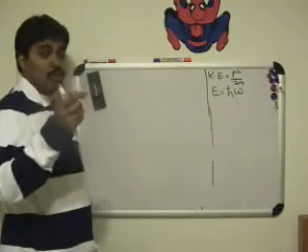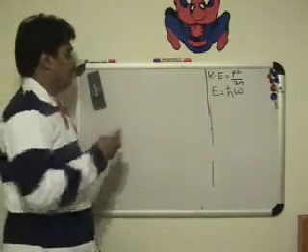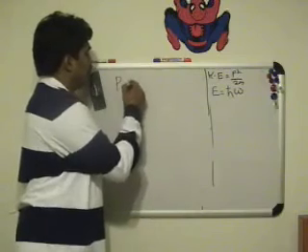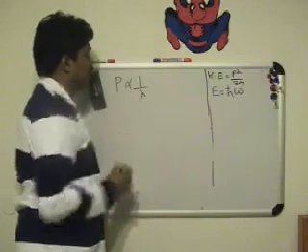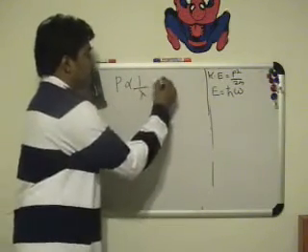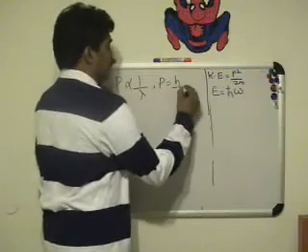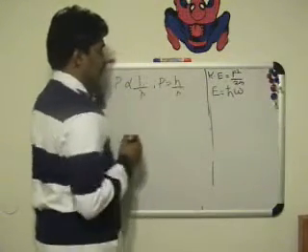is inversely proportional to the momentum of the particle. That is, the momentum P is inversely proportional to the wavelength, which is lambda, right? In other words, P is equal to h by lambda. Again, h is the Planck's constant.